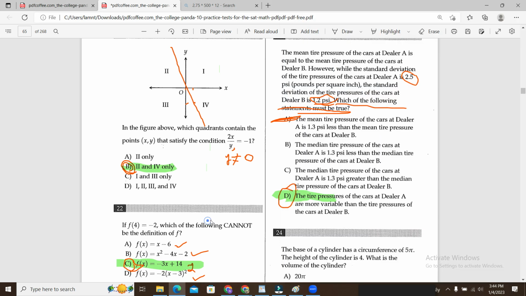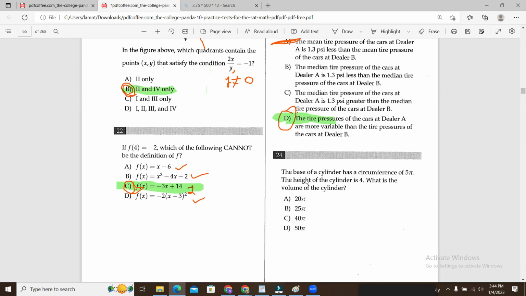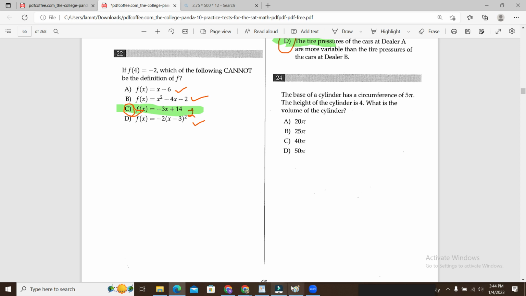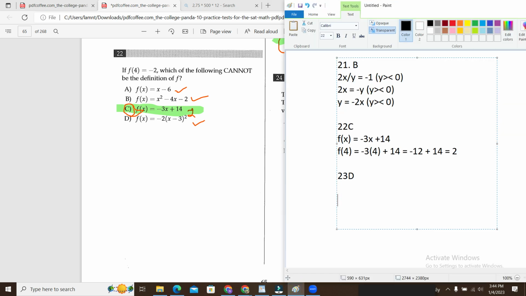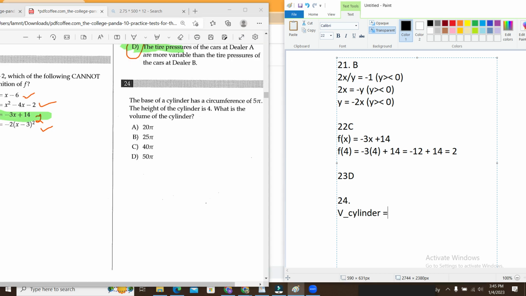Okay, 24. The base of a cylinder has a circumference of 5 pi. The height of the cylinder is 4. What is the volume of the cylinder? Okay, so we know the volume of the cylinder is just the area of the base times the height, right?